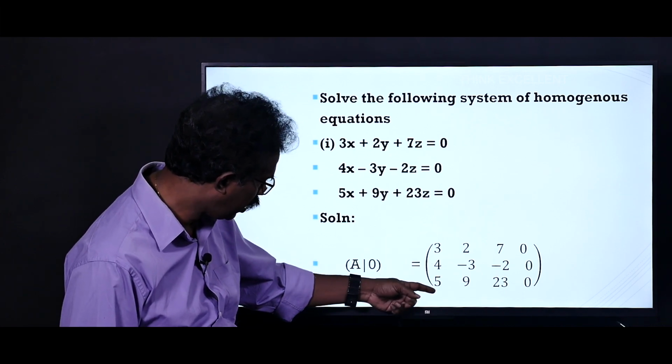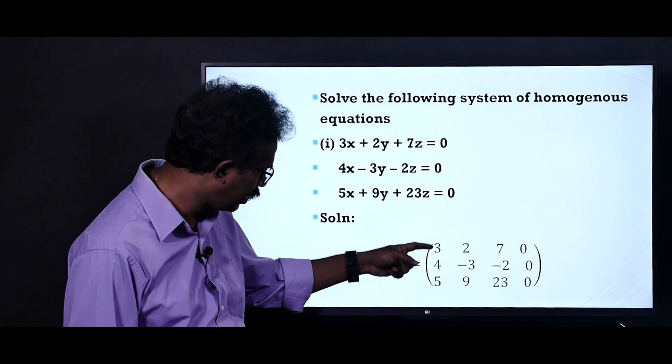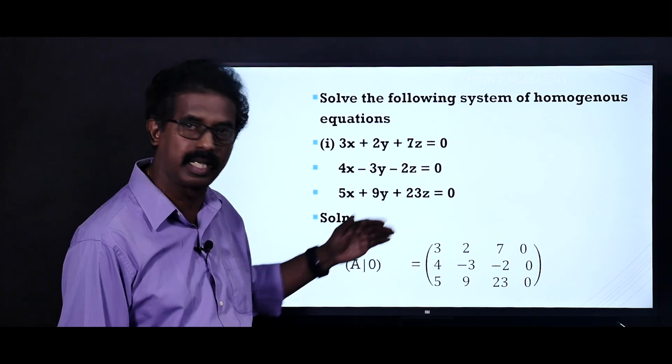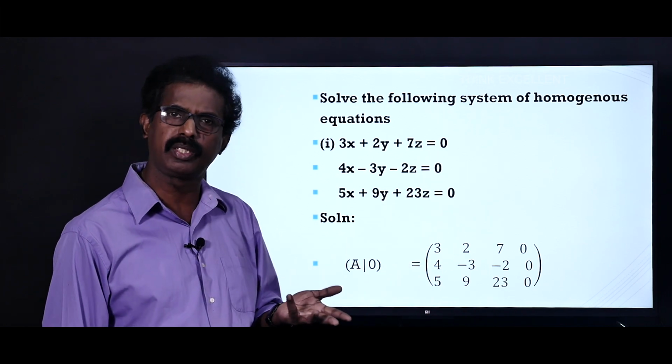But in that column you see no ones here, right? Otherwise you would have interchanged. You make some 1, either 4 minus 3, 4 minus 3 is 1, then you can interchange. Or 5 minus 4 is 1, then you can interchange. Any method you can use.